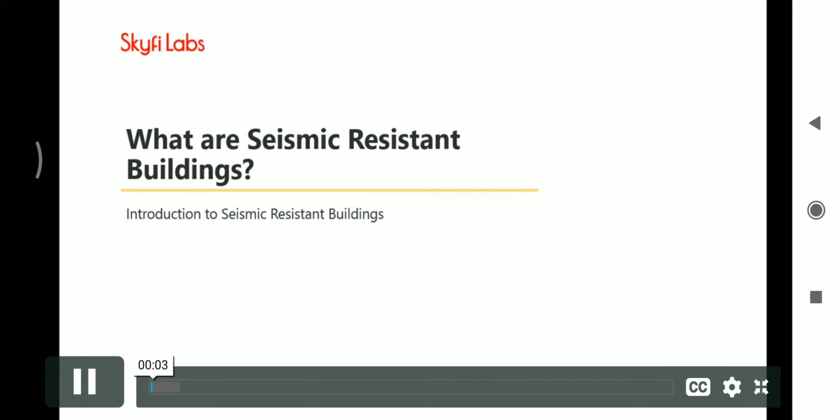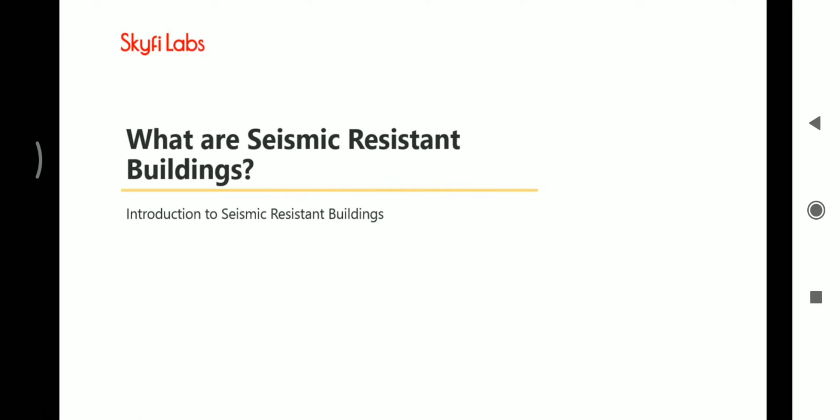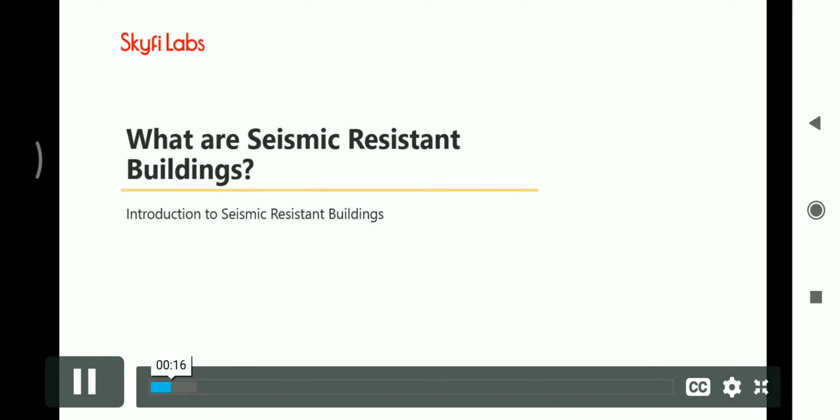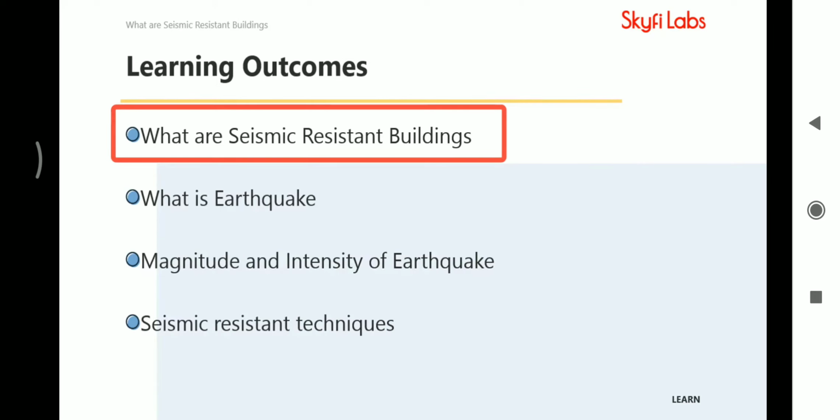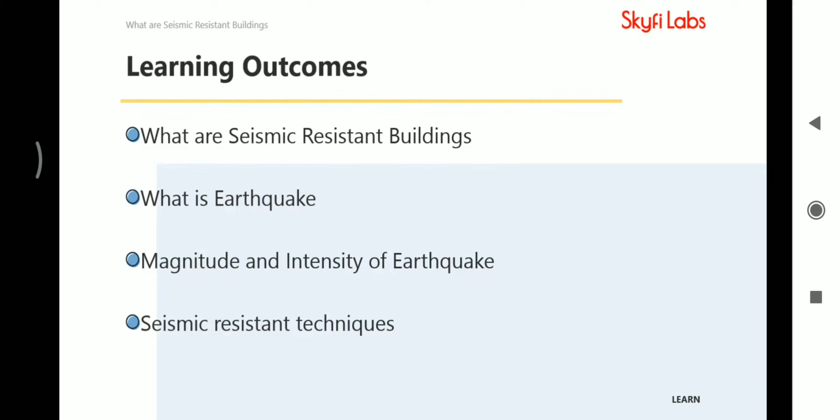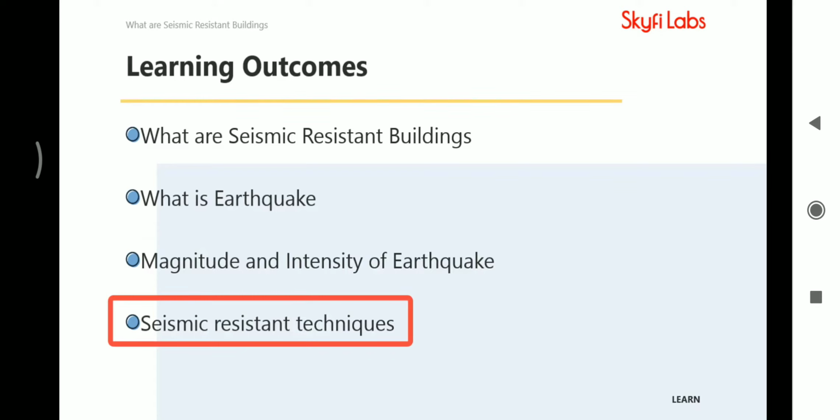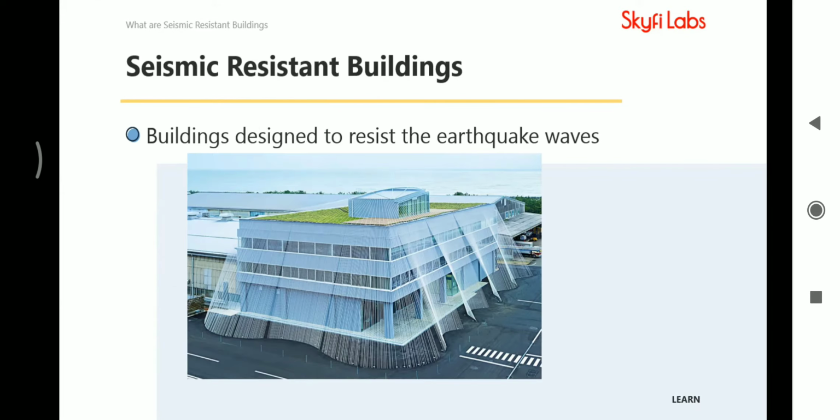Resistant buildings. In this course, you will learn about the structural analysis and design of seismic-resistant buildings, using industry-grade software. This is the first module of your course, where you will be introduced to the basic concepts, in order to proceed with the course. In this video, you will learn about seismic-resistant buildings and their importance. And you will also learn about what an earthquake is, how to measure an earthquake, and techniques to make buildings seismic-resistant. So, let's start with the basic definition of seismic-resistant buildings.